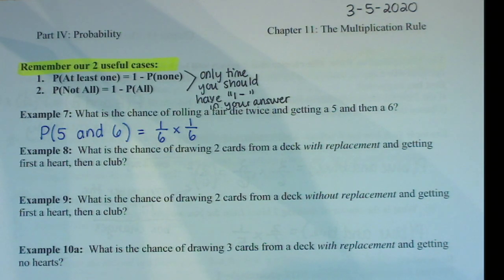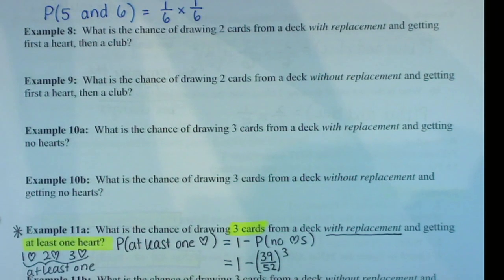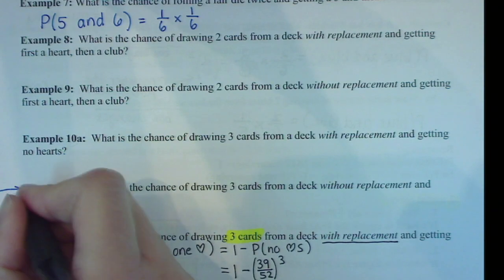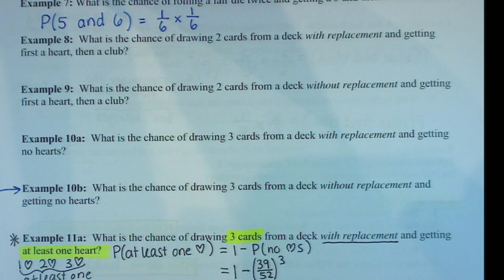So let's see, I want to do 10B as well. I'm going to skip some of these. You guys can do them as practice if you want. These are really good practice problems, but we don't have time to do all of them today. 10B, this is another one I want to do. It says, what's the chance of drawing 3 cards without replacement and getting no hearts?